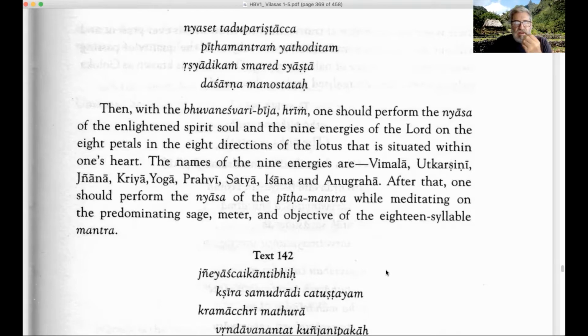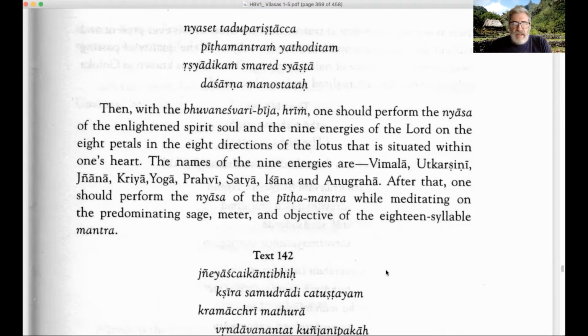The names of the 9 energies are Vimala, Utkarshini, Jnana, Kriya, Yoga, Prahvi, Satya, Ishana, and Anugraha. Now, in Sri Vaikuntham, I believe in the meditation these are in the form of Devis, goddesses. Those goddesses are holding chamaras, and they're fanning the Lord with a yak's tail whisk. The chamara is typically used in royal palaces to keep flies off. Of course, there are no flies in Vaikuntha, but the point is that being fanned with a chamara is a symbol of royalty. I'm not quite sure here if the imagery is that. Of course, these are energies, so they're usually seen in female form, and we can meditate on them as being in female form.